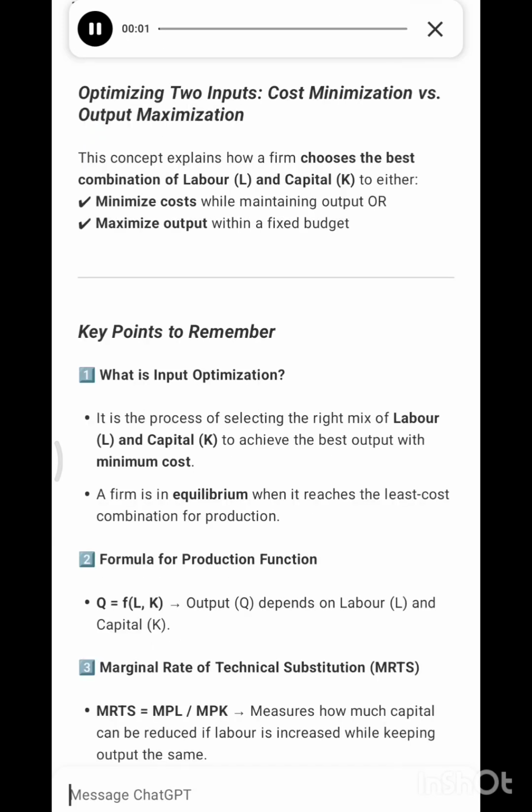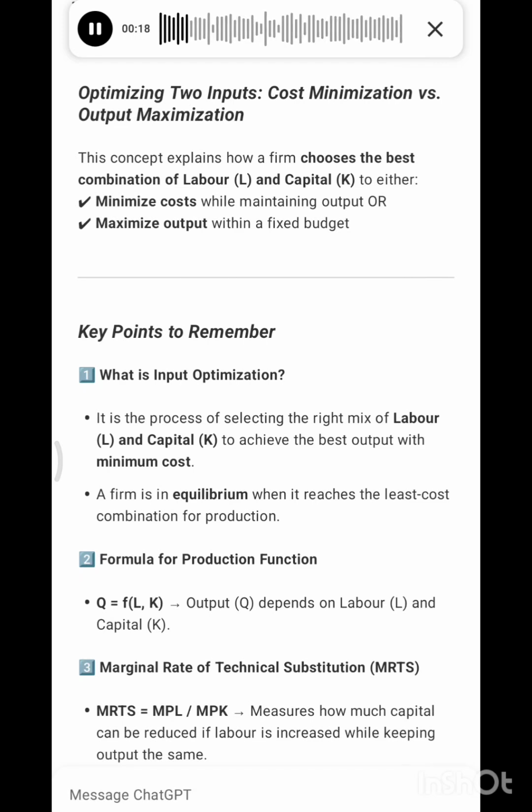Optimizing two inputs: cost minimization versus output maximization. This concept explains how a firm chooses the best combination of labor (L) and capital (K) to either minimize costs while maintaining output or maximize output within a fixed budget.